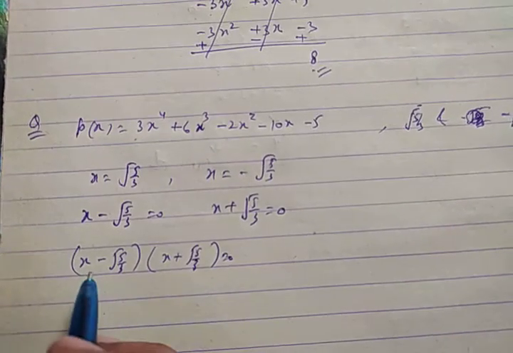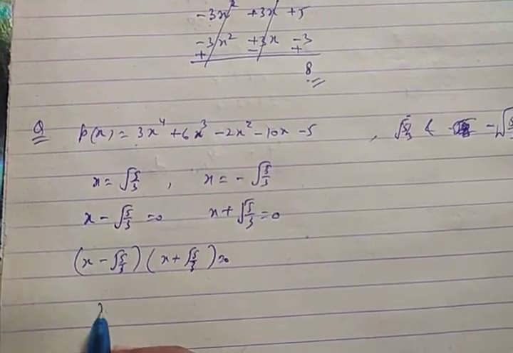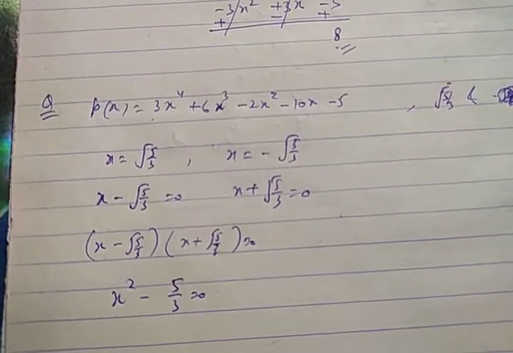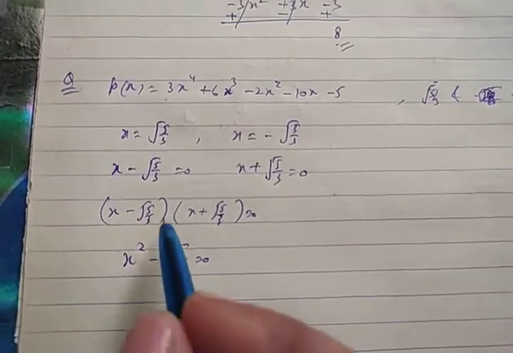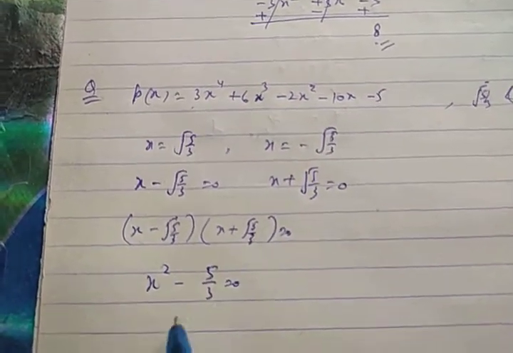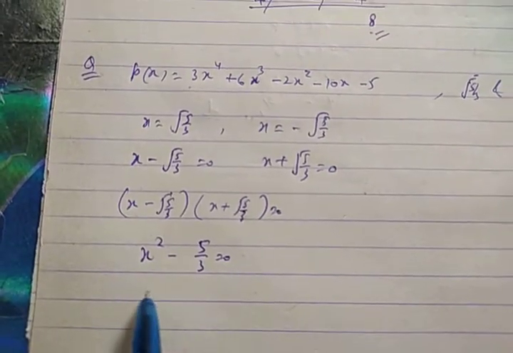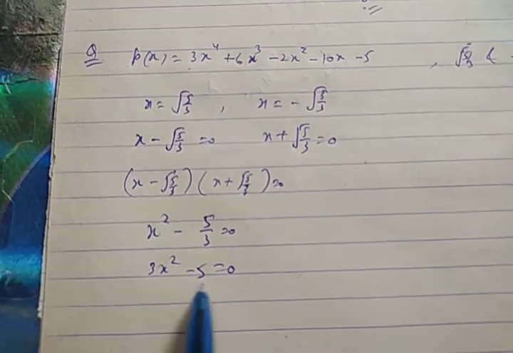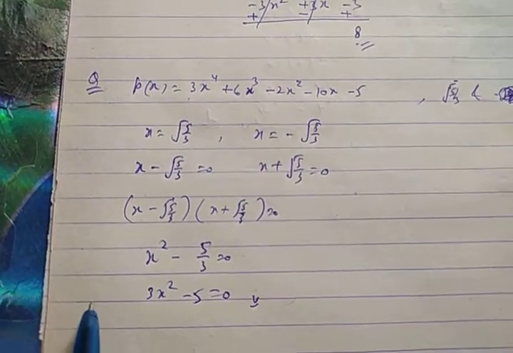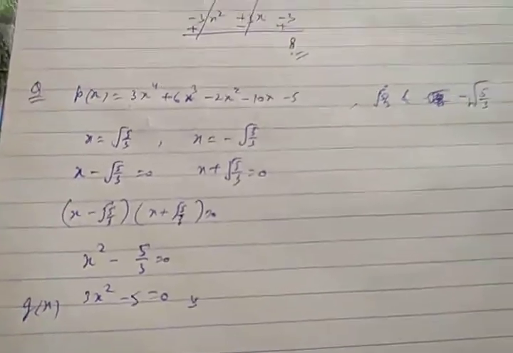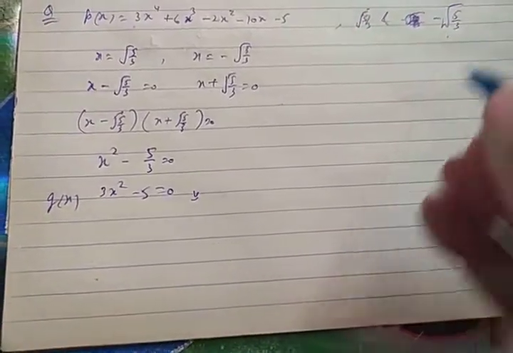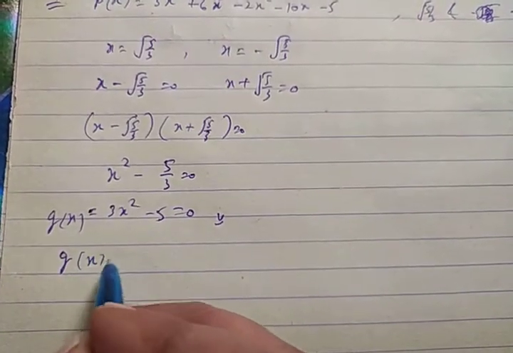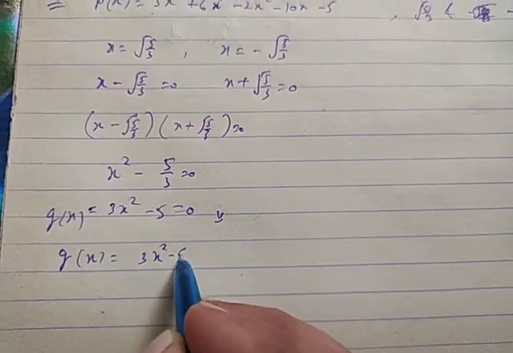Now applying the formula a plus b, a minus b, equals a square minus b square, then x square minus 5 upon 3 is equal to 0. When a square root quantity is multiplied, under root is removed, only the number left. Now simplify again, taking LCM, this will become 3x square minus 5 is equal to 0. Now this, whatever you are getting, this will become gx. By the given zeros, you are obtaining the expression gx is equal to this much. Again I am writing gx is equal to 3x square minus 5.